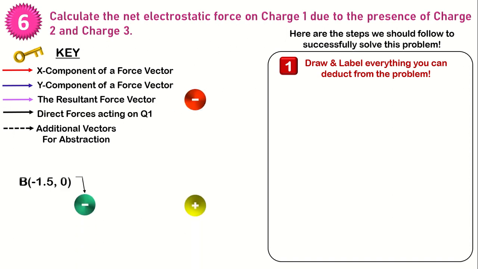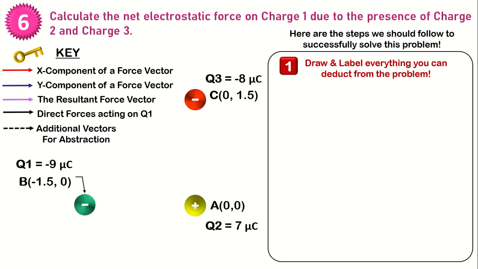So here are the 3 charges. Here's charge 1 with a magnitude of negative 9 microcoulombs, and its coordinate in space is point B, which is negative 1.5 comma 0. Here's Q2, or charge 2, with a magnitude of 7 microcoulombs, and it's stationed at the origin. And here's Q3 with a magnitude of negative 8 microcoulombs, and it's positioned at 0 comma 1.5. Alright, so here are the force vectors.